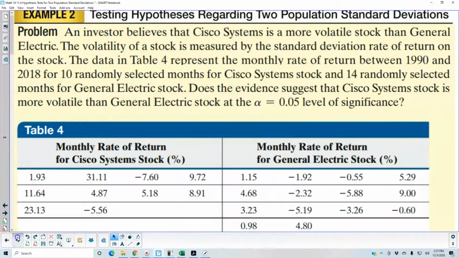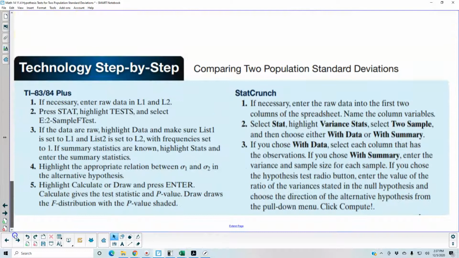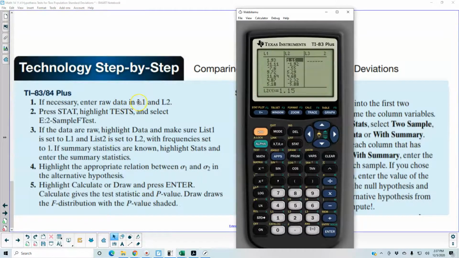Now I'm going to go back to the instructions for the technology step-by-step here. So now that we put that in there, once we have our data in here, what we want to do is run a test. So we're going to press Stat, and then we're going to highlight Tests. So we're going to scroll to the right where it says Tests, and then we're going to look for 2-sample F test. So we're going to keep scrolling down until we see that. And here it says E over here because some calculators may be E. This one is D. And it says 2-sample F test. So we're going to select Enter.